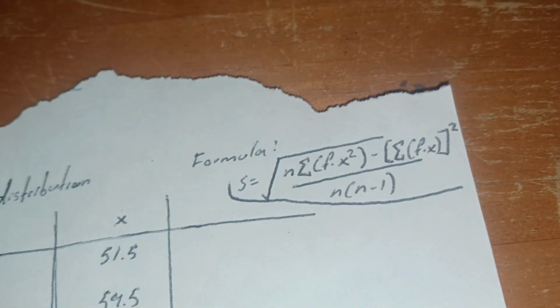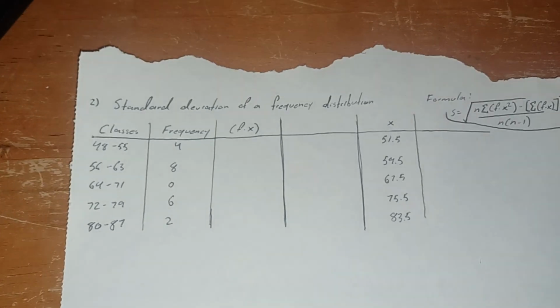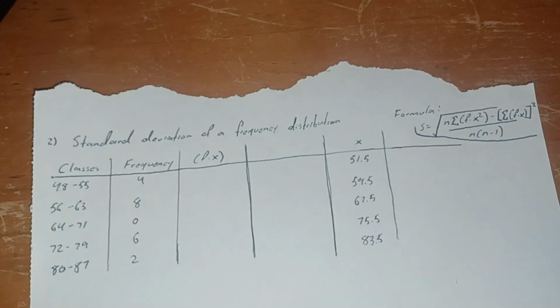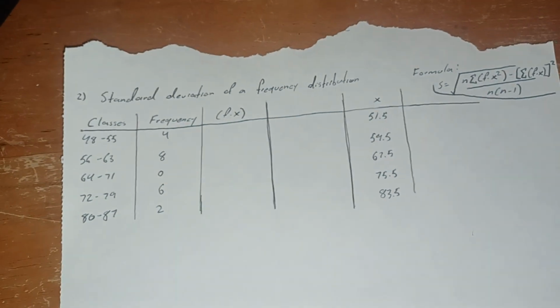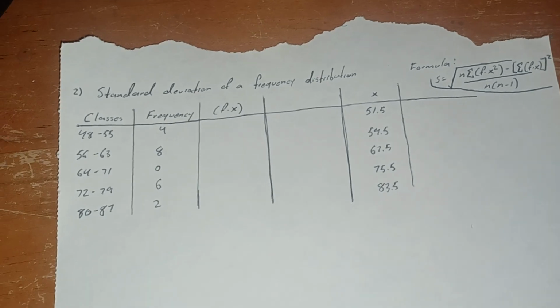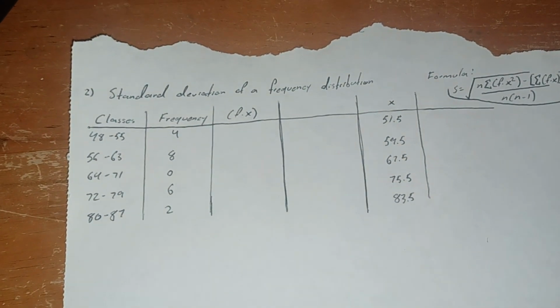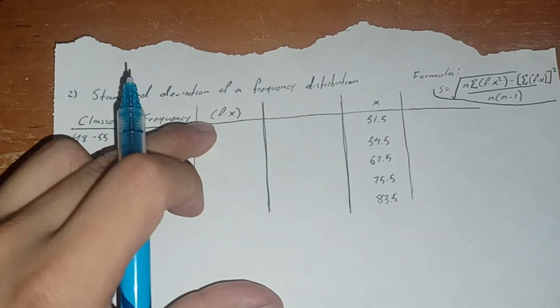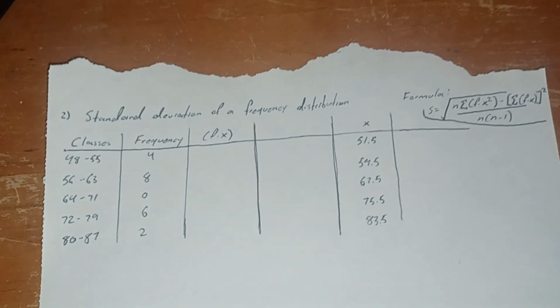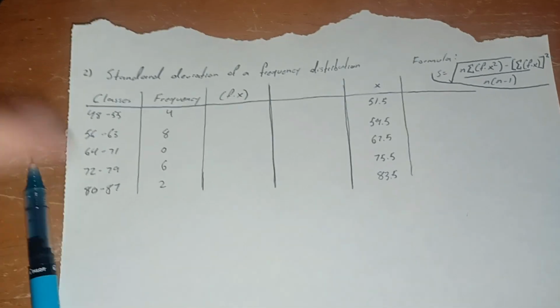So we're going to go ahead and do that. You need to get what is already given to you. We have x, which is 51.5. That's your midvalue, just like the previous example of the tabulation of the data and the mean of the frequency distribution. That's your x. And you have your frequency, your f, you have the classes again, and you have f times x, which is a row that we already did in the previous example.